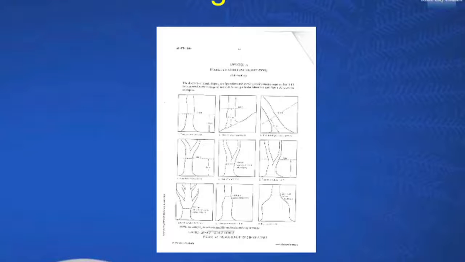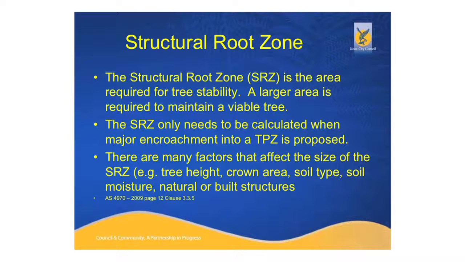And of course the structural root zone, which is the SRZ, is the area required for tree stability. A larger area is required to maintain a viable tree, which is the tree protection zone. The Australian Standard says the SRZ only needs to be calculated when major encroachment into a TPZ is proposed.